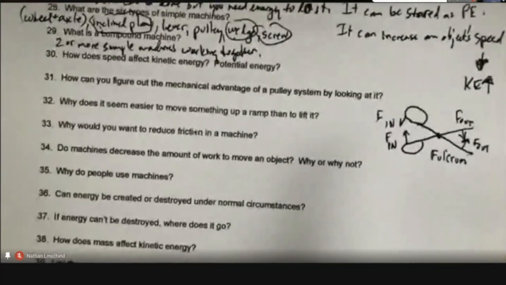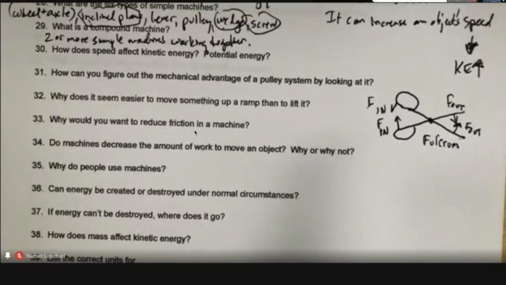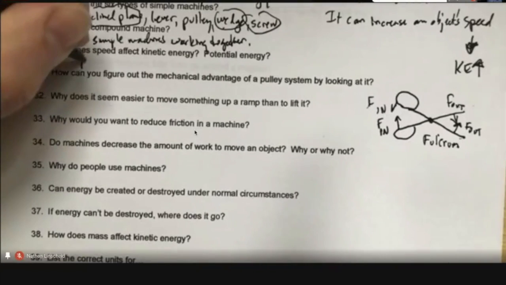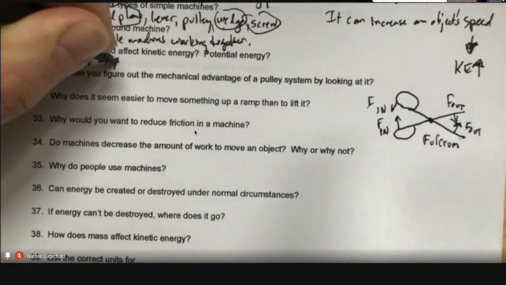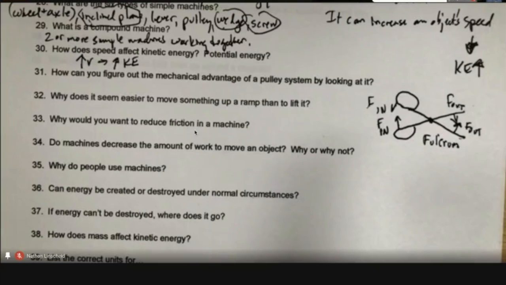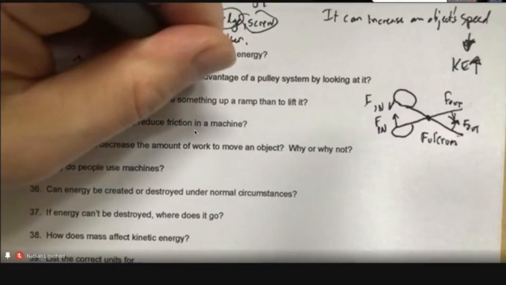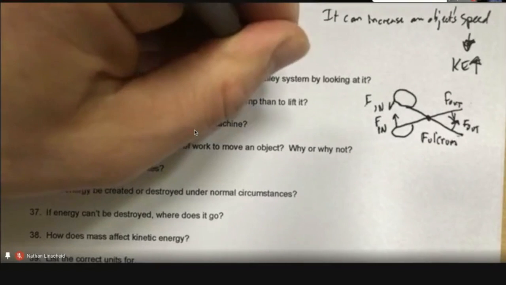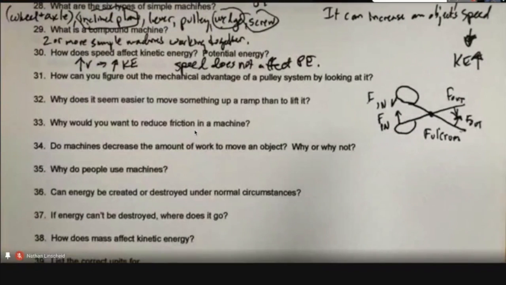All right, where was I here? Okay, number 30. How does speed affect kinetic energy? More speed gives you more kinetic energy. More speed does not affect potential energy. Okay, so if I'm 50 meters up in the air and I'm just floating, I have a certain amount of potential energy. If I'm 50 meters up in the air and flying in a straight line, I still have the same potential energy. I have more kinetic energy now too, but my potential energy is only affected by mass, gravity, and height, not by speed.